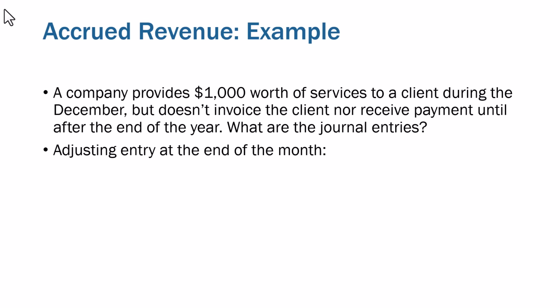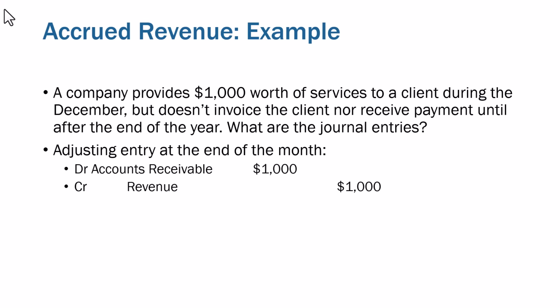Well, we come to the end of the month and we ask, is there any revenue that we need to accrue, revenue that we've earned that we haven't recorded yet? The important point here is that they didn't invoice the client. Oftentimes that invoicing of the client will trigger a journal entry. But if you don't invoice the client, you have to do this at the end of the period. You need to debit accounts receivable and credit revenue. All right.